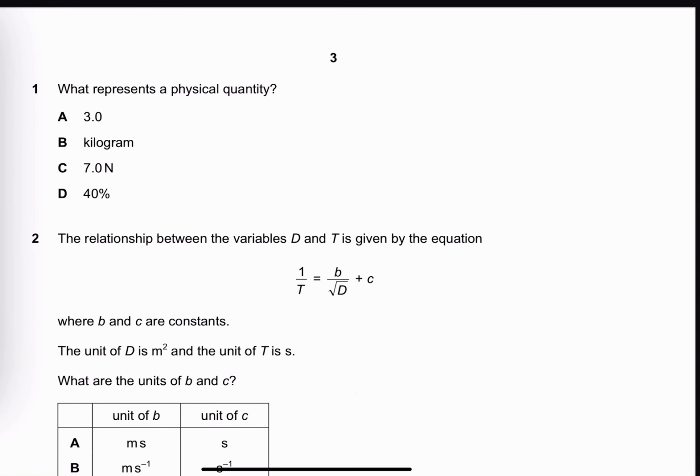Starting with the first question. In the first question, they are asking you to identify the physical quantity. A physical quantity must have two properties. One is it must have a magnitude, that is simply a number, plus it should have a unit. Okay, so it's option C, that has magnitude and unit as well.